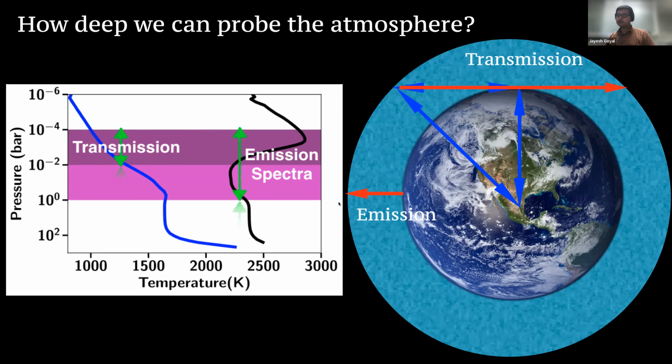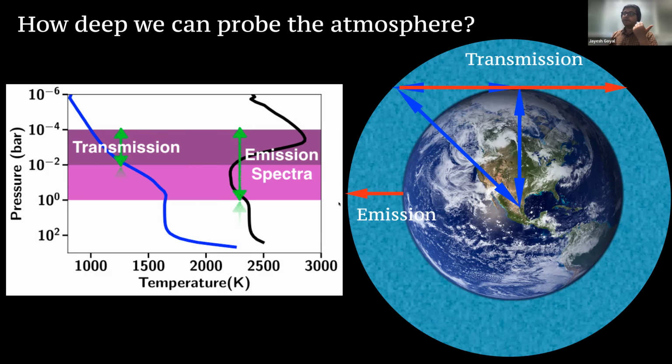But in emission, because that radiation is coming from the planet itself, it has to traverse less of the atmosphere, so you can probe deeper in the atmosphere. So you can get information about the deeper atmosphere using the emission spectrum. This is one of the major advantages of the emission spectrum. First, you get to see the light of the planet itself, so the planet's information is directly imbibed in it.